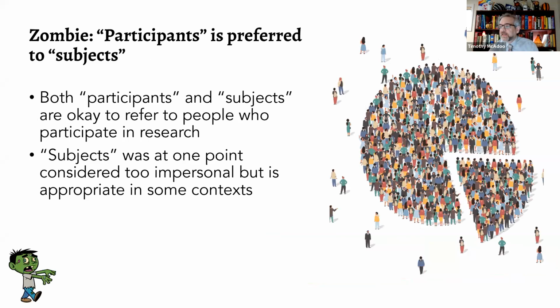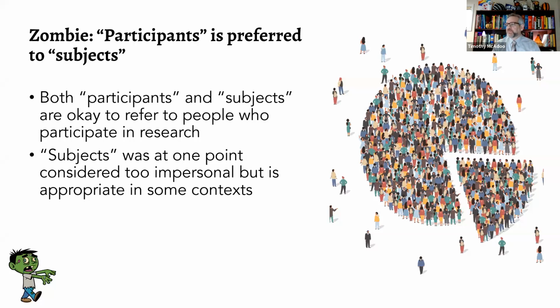The first zombie guideline is participants versus subjects. Either term is okay to refer to people in your research, or if you're writing about people that were in other studies. Subjects was once thought to be too impersonal, but readers see both terms now, and participants may be slightly more common, but there's no rule in the publication manual or in APA style guidelines that says the word subjects must be avoided.